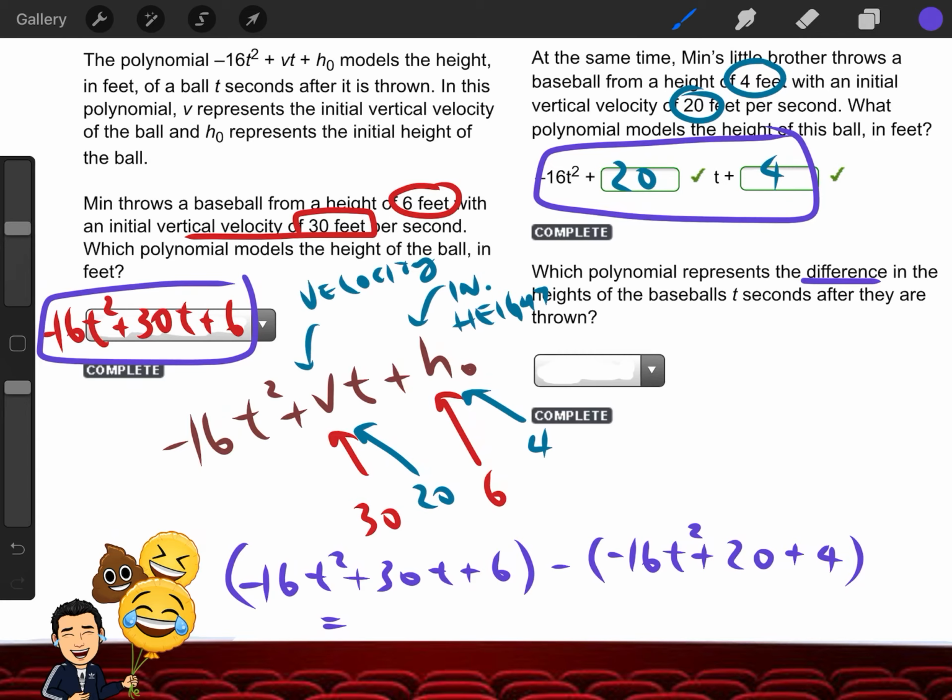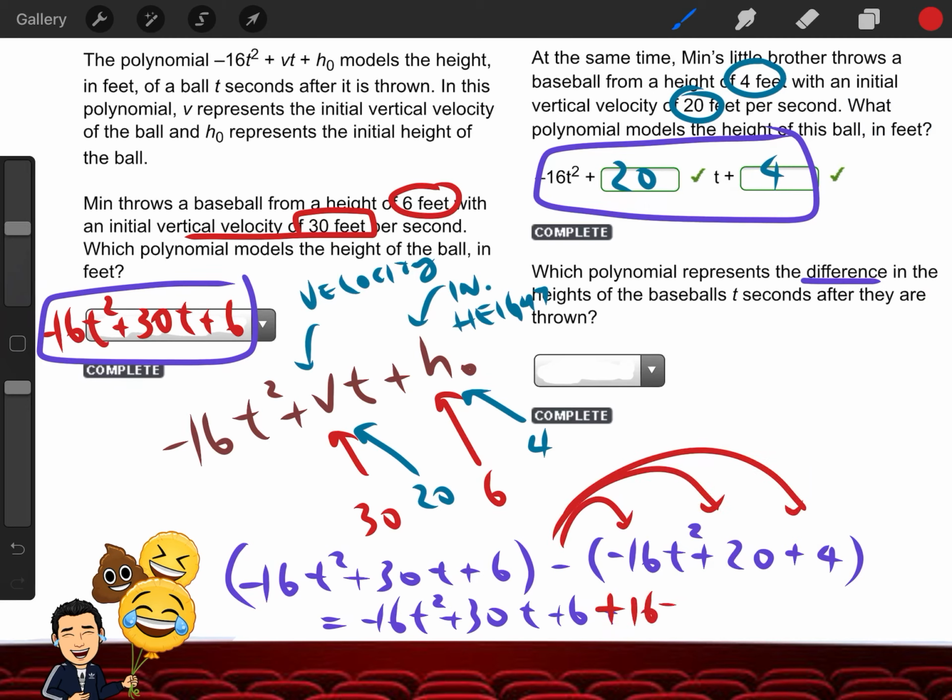Okay, so you're about to have negative 16t squared plus 30t plus 6 plus, now we're gonna update, I'm gonna be distributing the negative. Okay, so that's gonna become positive 16t squared minus 20. Oops, sorry, I forgot a t right there. So minus 20t. So I'm gonna have subtract 4. Okay, so you're gonna do your math. Hopefully I'm doing this correctly. So these cancel, and just combine the like terms, and then your answer is going to be right here, 10t plus 2. So make sure you guys insert that into the blank.